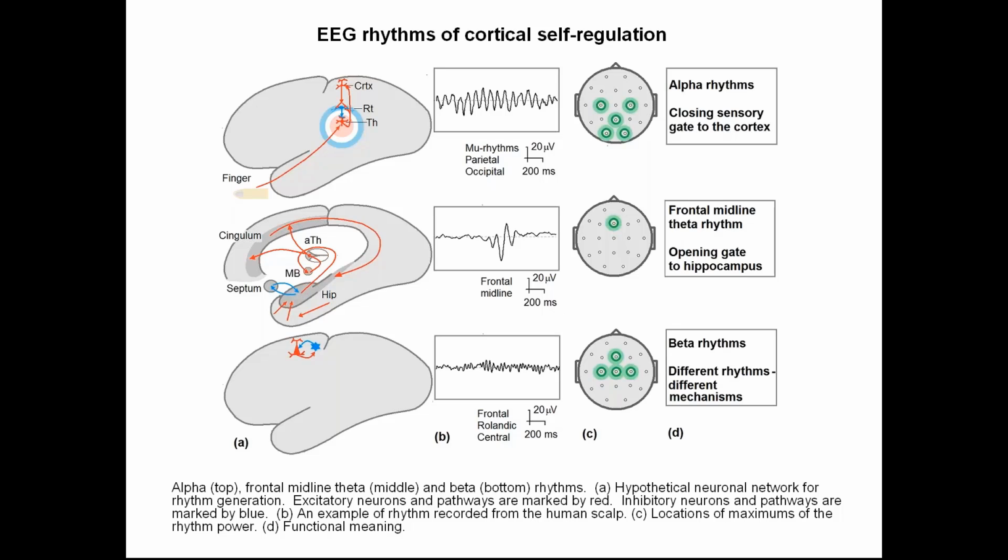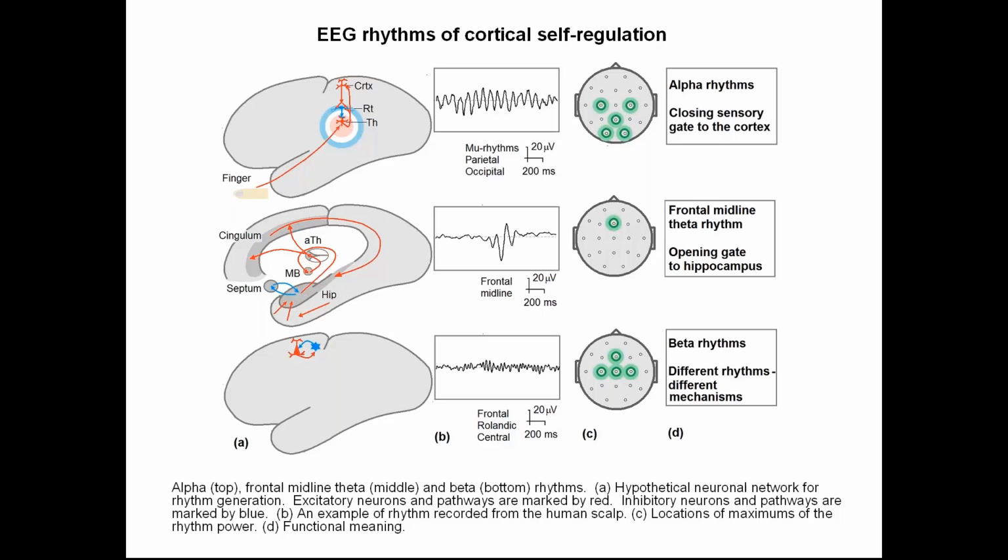We know that it is a family of alpha rhythms, which includes the mu rhythm recorded from C3 and C4, the parietal alpha rhythm, and the occipital alpha rhythm. Alpha rhythms are actually the idling rhythms of the brain, and from a functional point of view, they show inhibition, or closing of the sensory gate to the cortex. As you know, the thalamus is the gate to the cortex. When you close this gate, the thalamocortical network starts generating alpha rhythm.